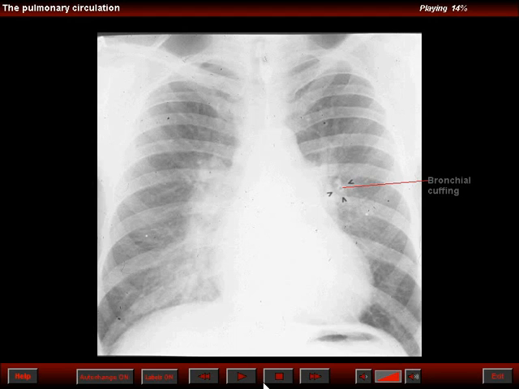Bronchial cuffing is the result of a thickened wall of a bronchus. As previously described, they can appear as rings when seen on end, and when seen en face, they produce tram lines.